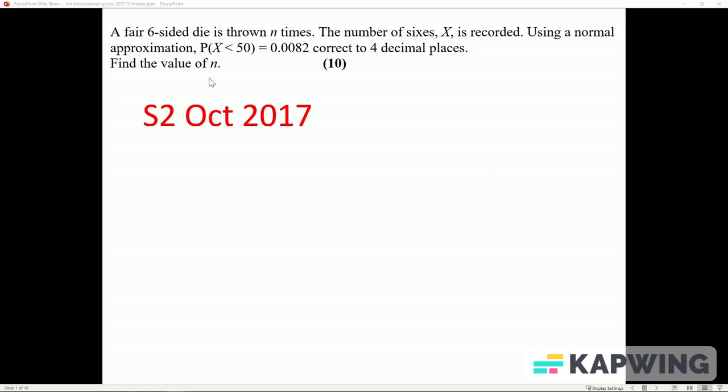Right, we've got an old S2 question from 2017. It's a normal approximation, a binomial normal approximation. 2 lines and 10 marks. Oh, there we go. So here we go.